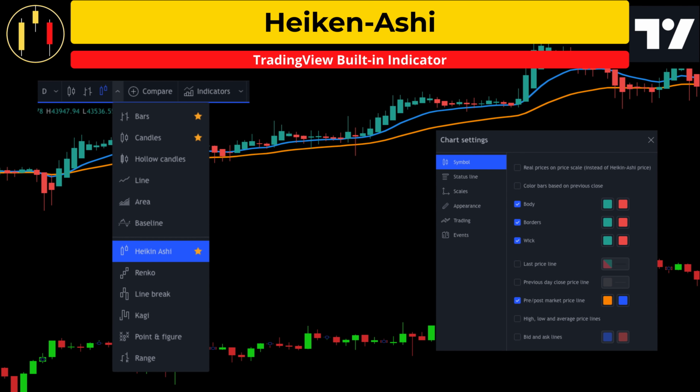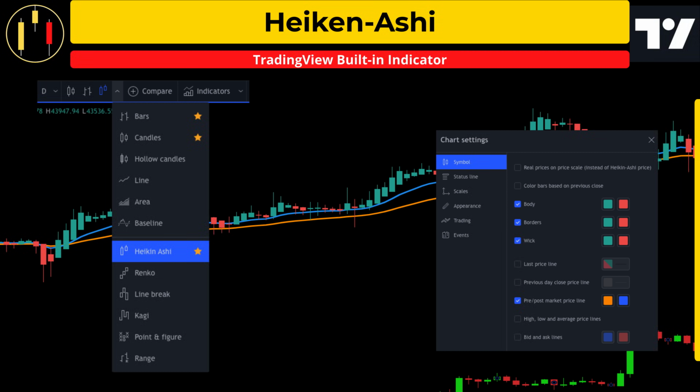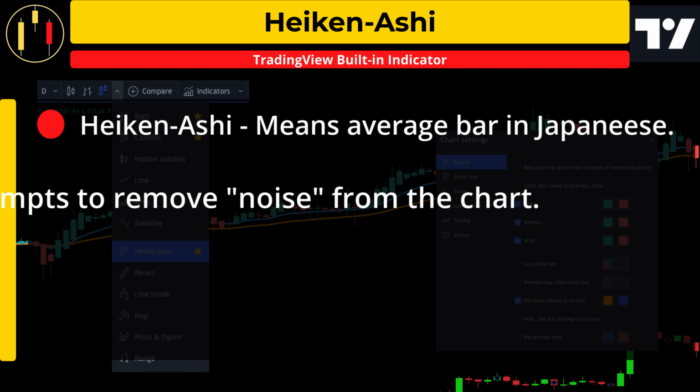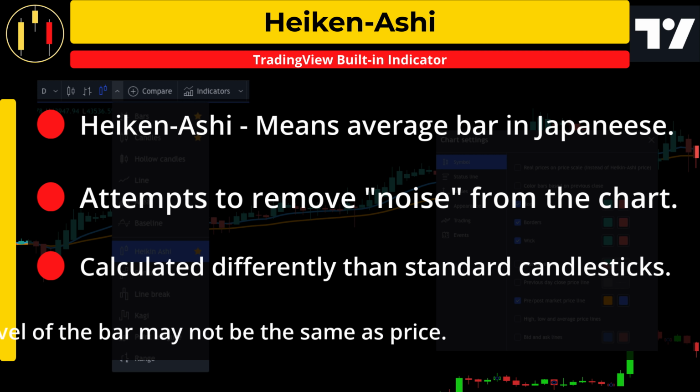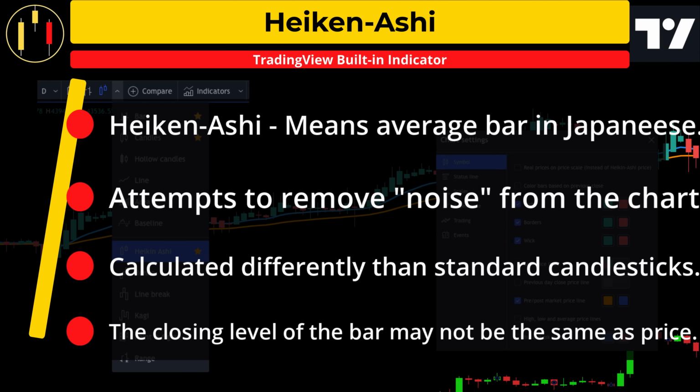The first indicator is actually a different type of candlestick called Heikin-Ashi. I am going to keep the style at default. Heikin-Ashi means average bar in Japanese and attempts to remove noise from the price chart. How Heikin-Ashi candles are calculated is for another video, but it is important to know the closing level of the Heikin-Ashi candle is not necessarily the actual price of the instrument.